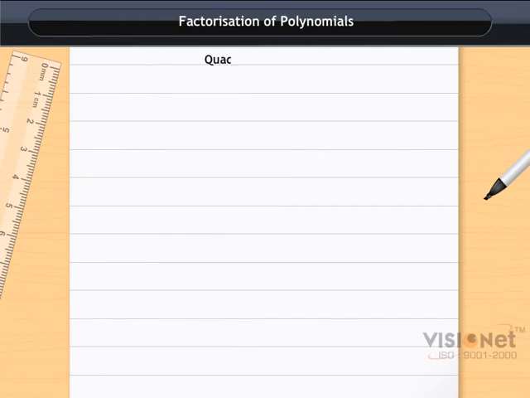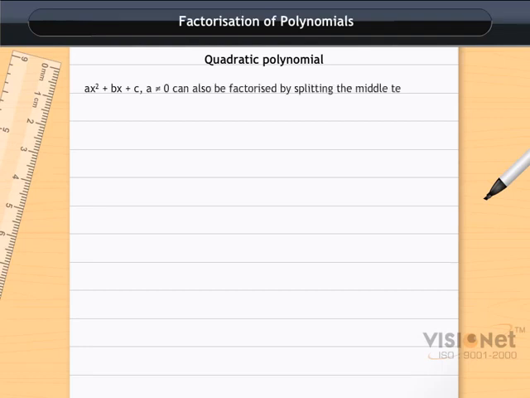One more method is the quadratic polynomial method. A quadratic polynomial ax square plus bx plus c, where a is not equal to 0, can also be factorized by splitting the middle term. The following steps are carried out to factorize ax square plus bx plus c.